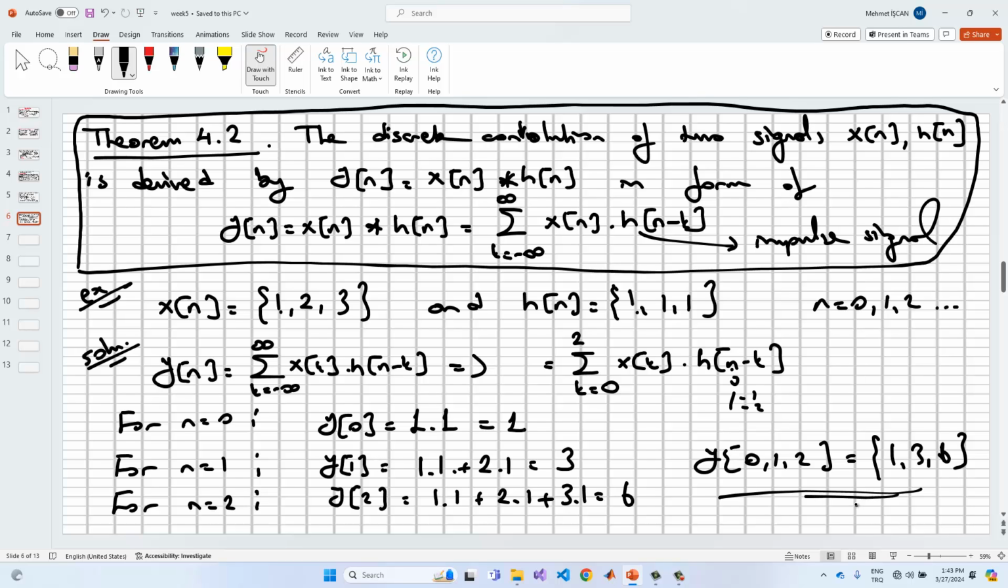This is the basic formulation for collecting all the terms in the discrete convolution. Okay?